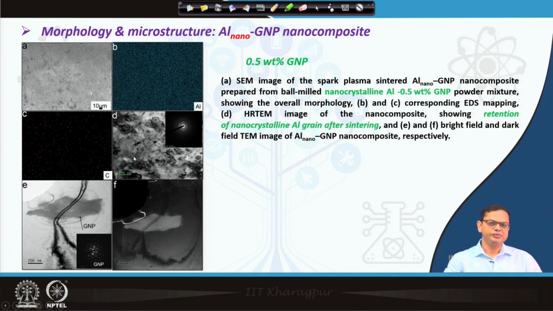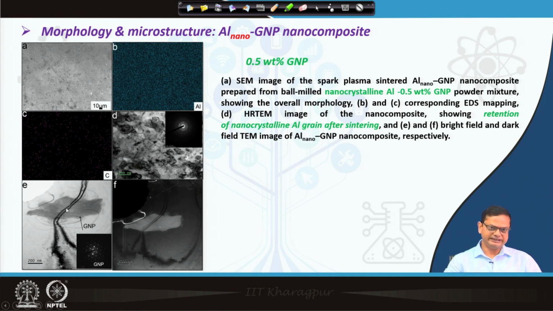After the consolidation, obviously when it was ball milled, it shows nanograins, but has it been retained? That is a bigger challenge, because during sintering there will be inevitable grain growth. So, one of the reasons for doing SPS was that SPS leads to extremely good densification at low sintering temperature and low sintering time. So, is that helping in this particular case? Yes. Here also you can see, even after sintering, the nanocrystallinity has been retained.